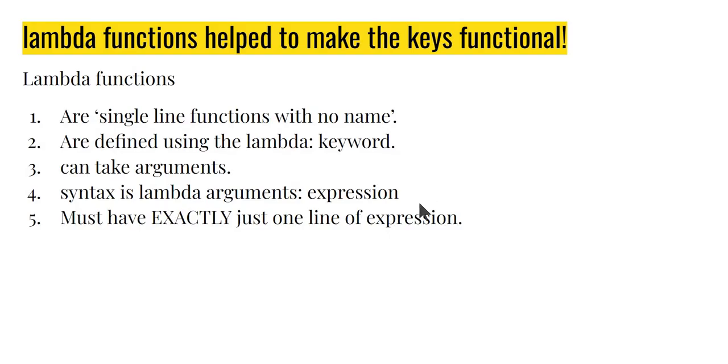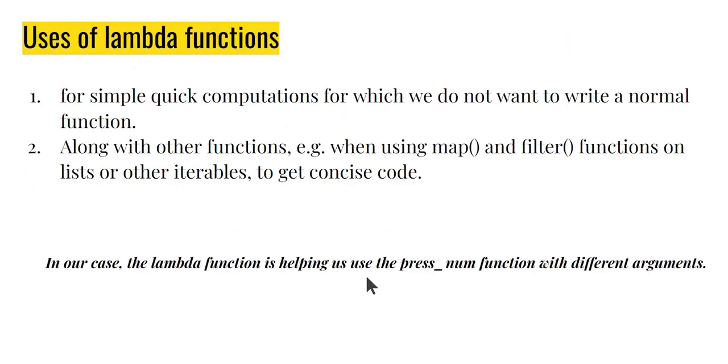Now, you may wonder, why is this useful, and where all can it be used? That's a fair question. Really, Lambda functions are useful when we have some simple, quick computations to be done, for which we wouldn't want to write a normal function, right? So, very small, simple computation. Lambda functions can also be used along with other functions, for example, map and filter, which work on lists and other iterables to get concise code.